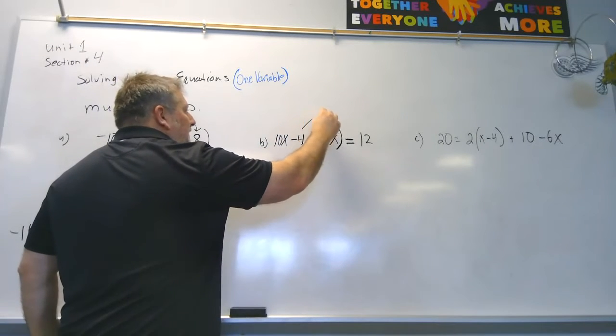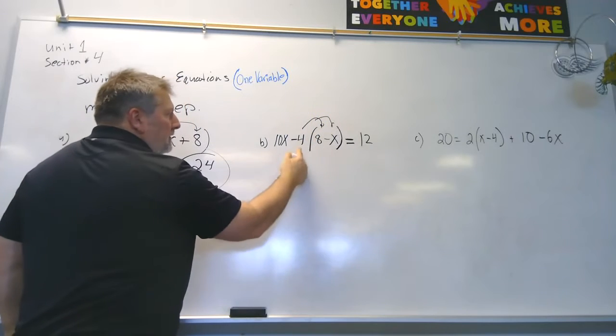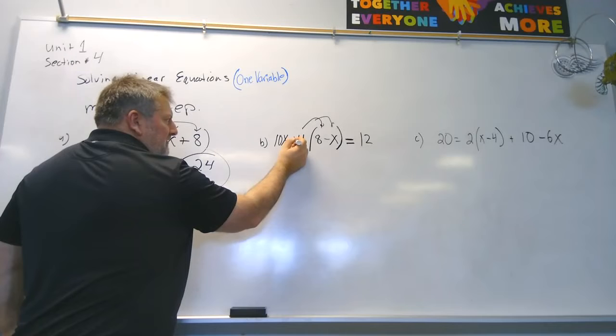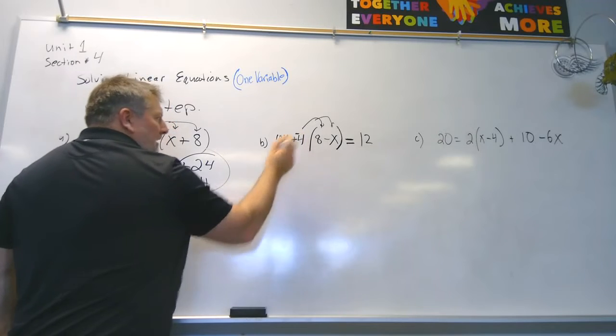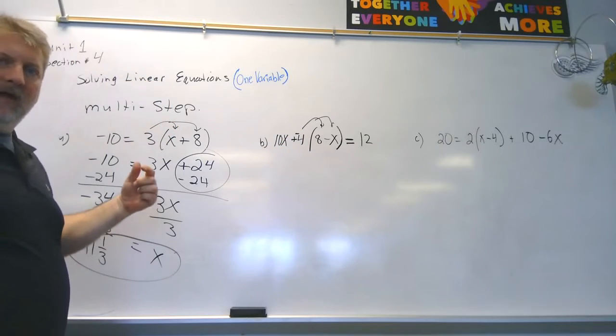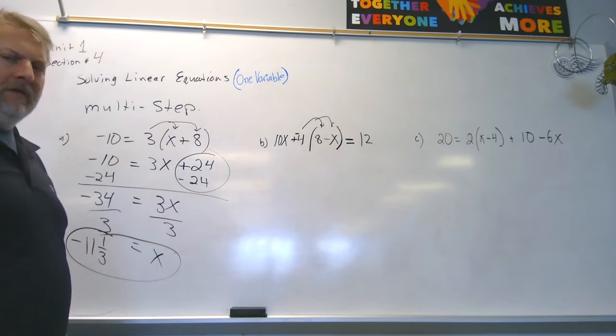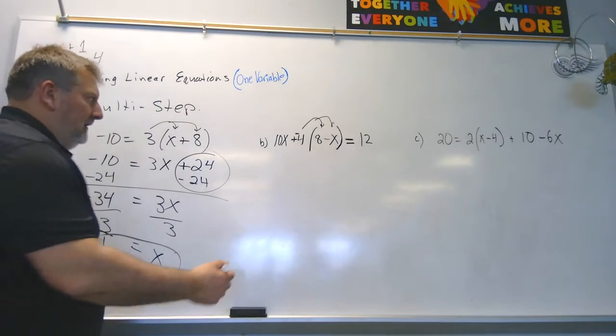Take care of this 4. And notice this is a minus 4. So what I'm going to do is I can change that to a plus and put a negative on the 4. That way I distribute a negative 4 to everything. It may make things a little easier later on.